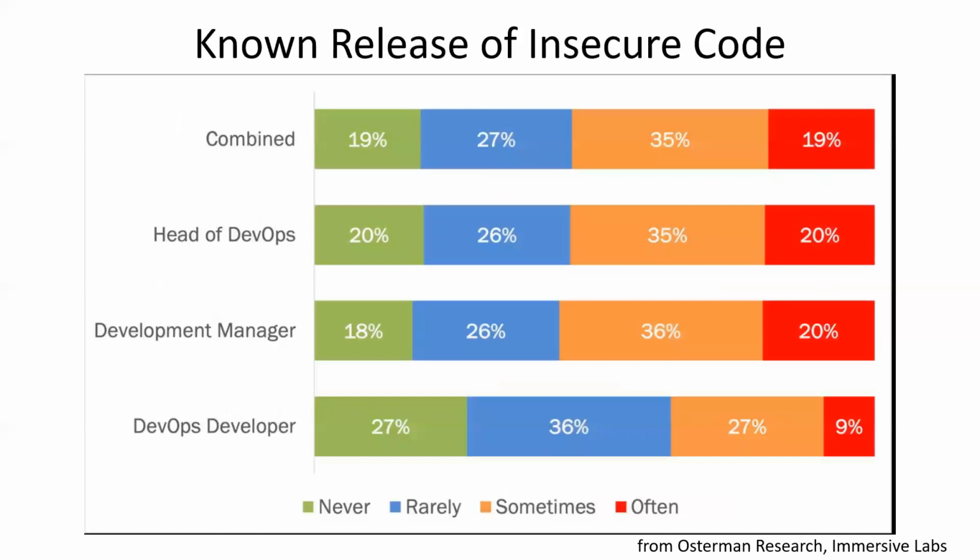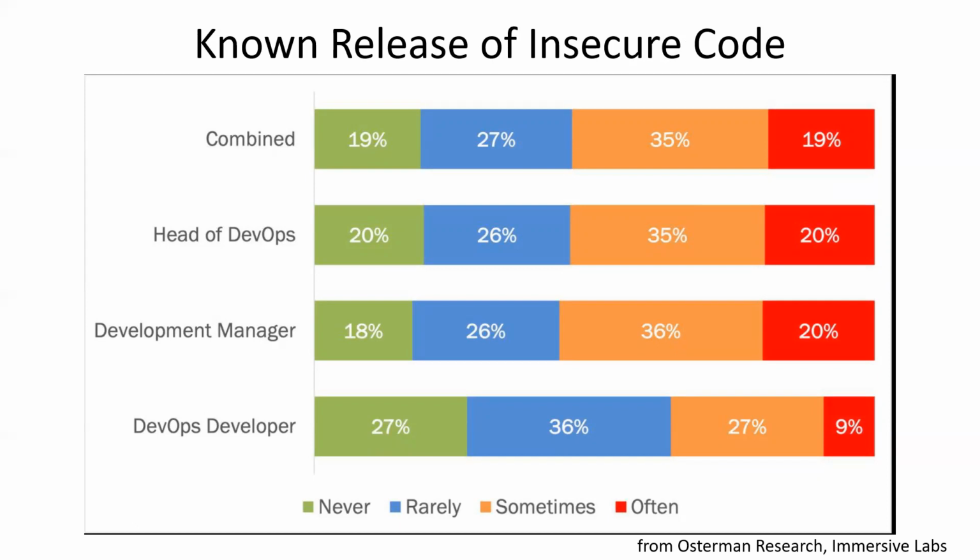This also comes out to this interesting security question: did they release code, or how often do they release code that they know to be insecure? In other words, when they push it out the door, do they know that it has bugs or security flaws in it? Well, they have the developers, the managers, the head of the operation, and you can see the developers think about a quarter of the time they're good when they put it out, but 3/4 of the time they say, yeah, it's got some problem.